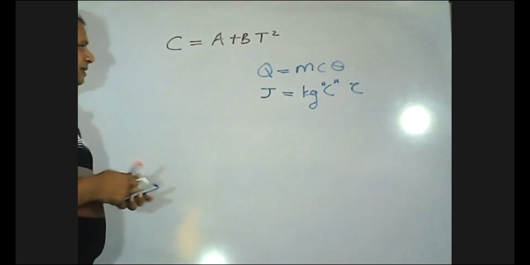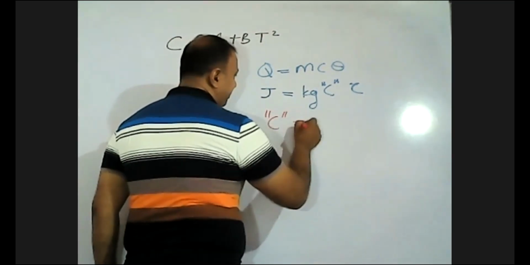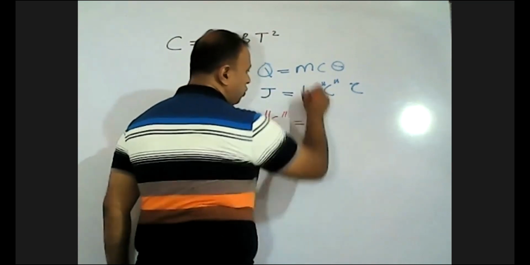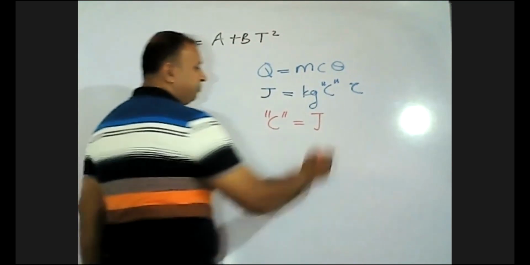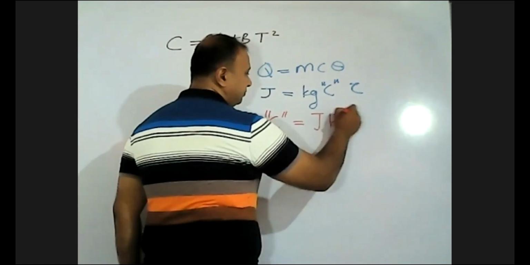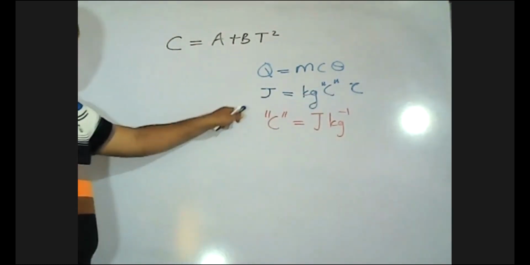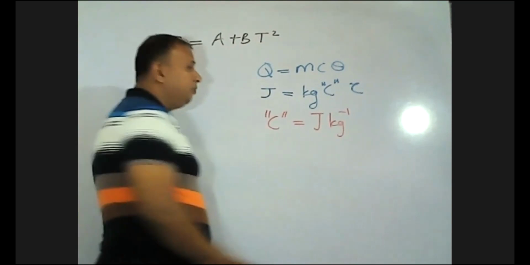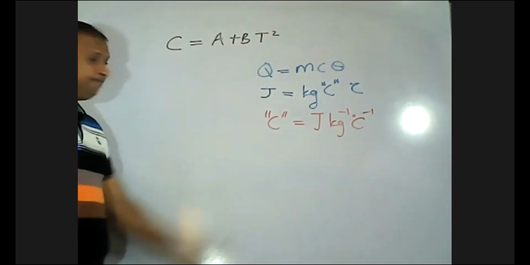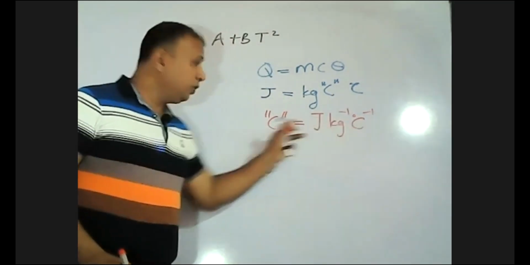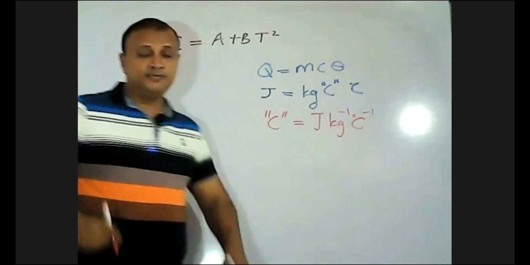Okay. So if I make C the subject, then I will have joule. I have to bring kg to right hand side. That means kg minus 1. Then I have to bring Celsius to left hand side. Then it will be Celsius minus 1. So the unit of C is equal to J kg minus 1 Celsius minus 1.